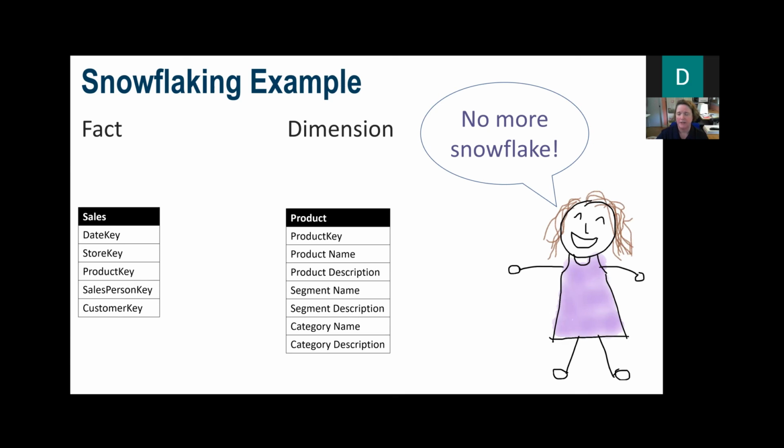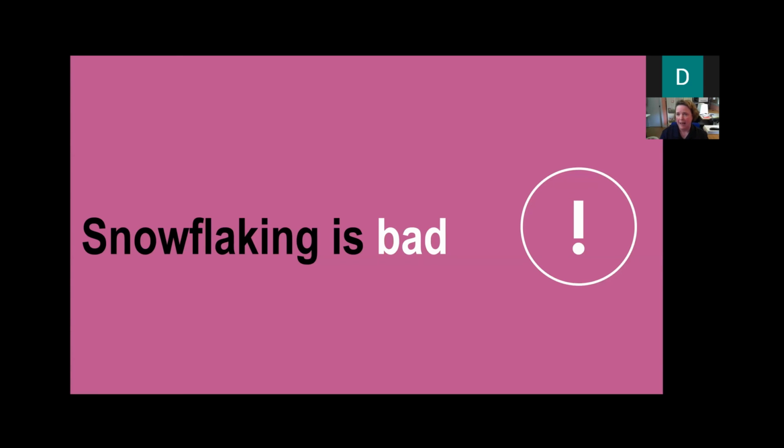And that's a very simple example, but that kind of gives you an idea of how you would go about doing that. And snowflaking is bad. Now, I say this, there are some exceptions to that rule, because, as with most rules, there are exceptions. But for the most part, snowflaking is bad unless you have a very specific purpose to add that additional dimension that describes another dimension.